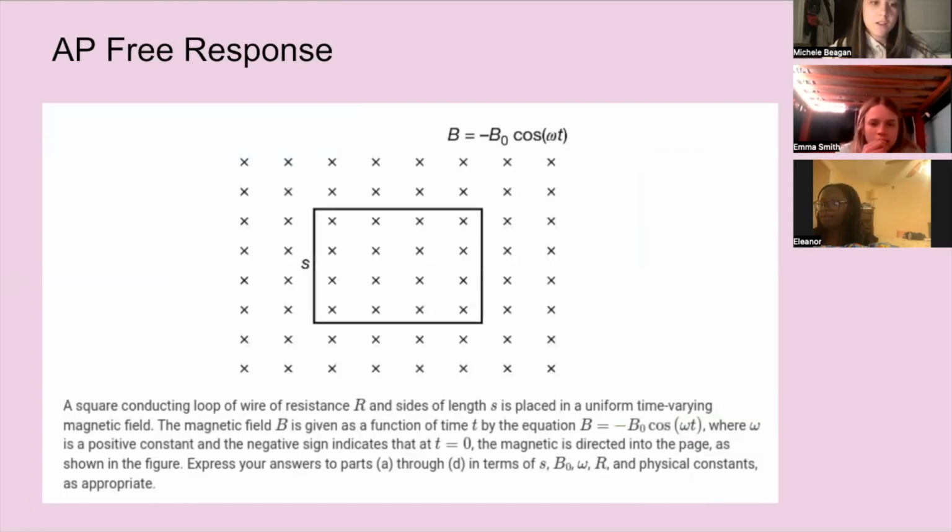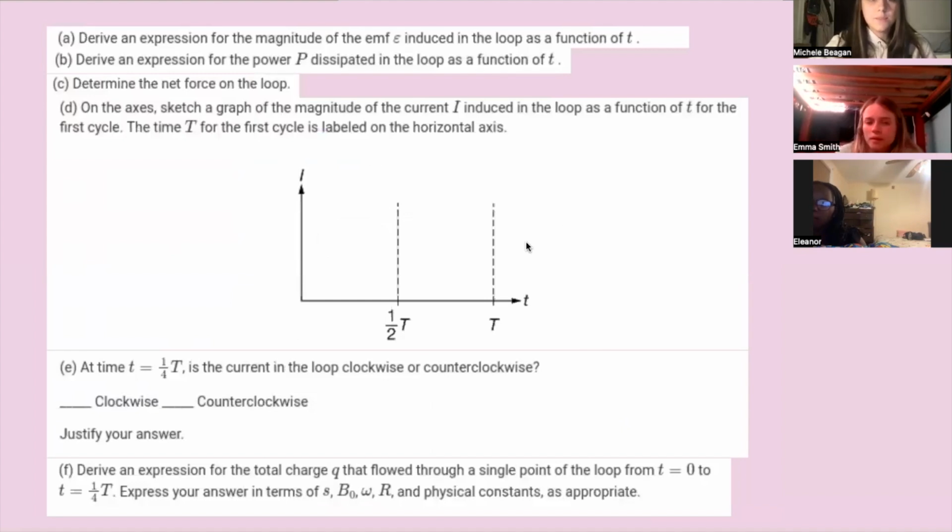Now for our free response question. A square loop of wire with a resistance R and a side length of S is placed in a uniform time-varying magnetic field, and the magnetic field is given as negative B naught cosine omega t, and omega is a constant. And so basically, we're just trying to answer parts A, B, and C.